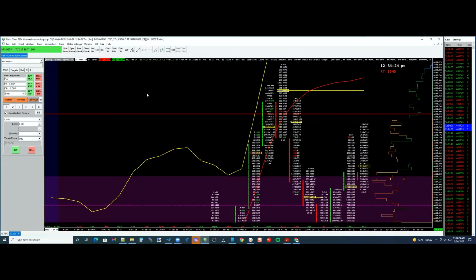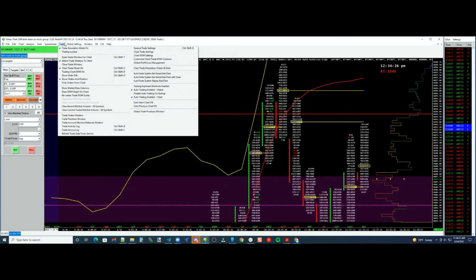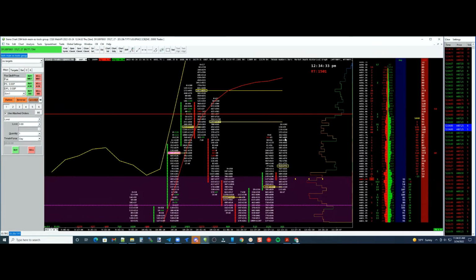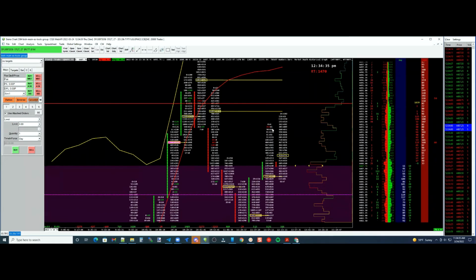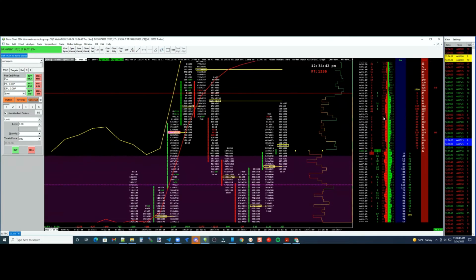Then you have the chart DOM, which is my personal favorite. You come under Trade, Trading Chart DOM On. If you're in the pit, you see this every day. It applies the DOM to your chart. And if you want to trade off the DOM, which I typically trade off of my trade window, you can click in here and you can place orders.